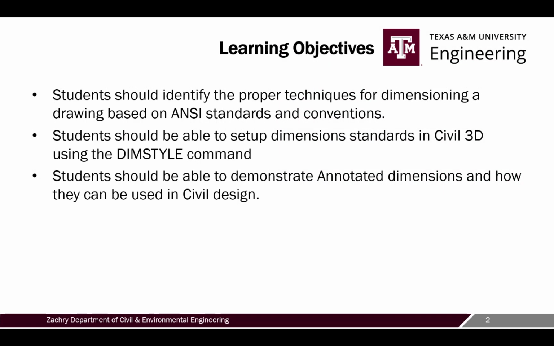So, by the end of this class, what you should be able to do is first identify the proper techniques and rules for dimensioning a drawing based on ANSI standards and conventions. You should be able to set up the dimensions in the program of Civil 3D. We're going to be doing this using the dim style command. And then you should be able to demonstrate how to use annotated dimensions and how those could be applied in your civil design.